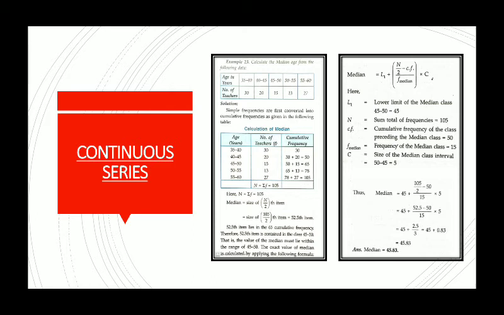Capital N, we know, is the sum total of frequency, 105 here. CF means cumulative frequency of the class preceding the median class. The median class cumulative frequency was 65 and just above it is 50. So here CF will be 50. F median means frequency of the median class, which is 15 in this sum. C is the size of the median class interval. What is the size? 45 to 50, so the gap is 5 units. So C will be 5. Now putting all these values in the formula, we get the answer of median as 45.83.